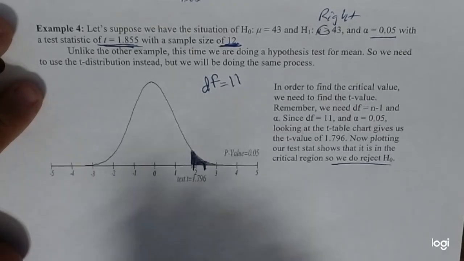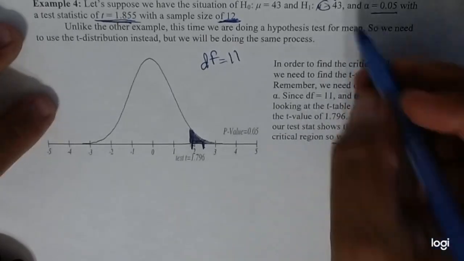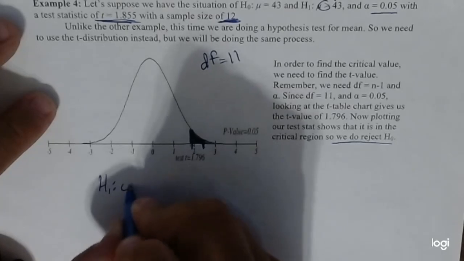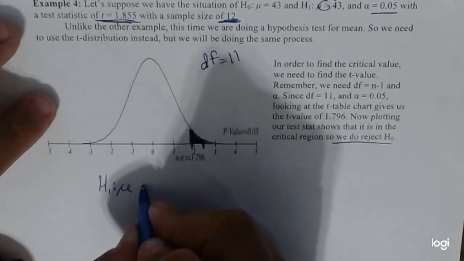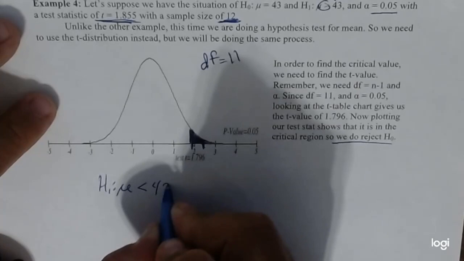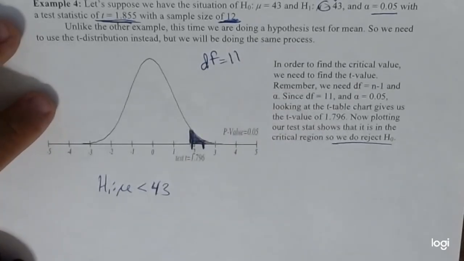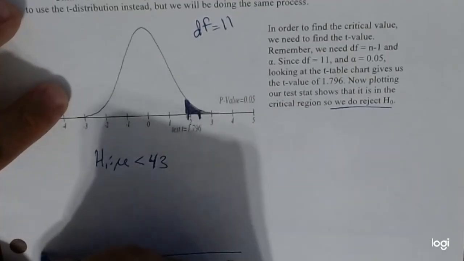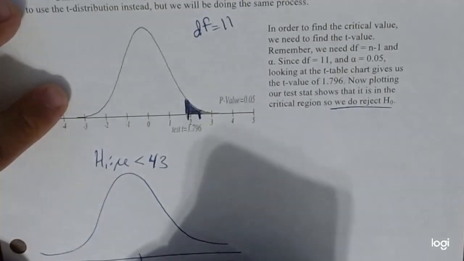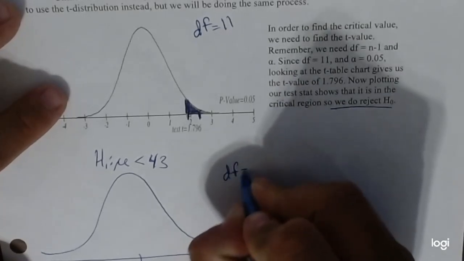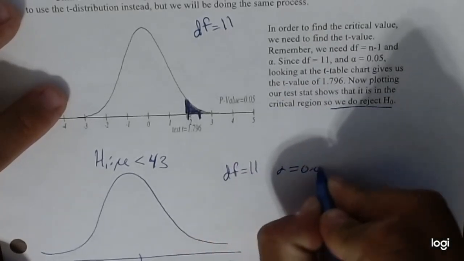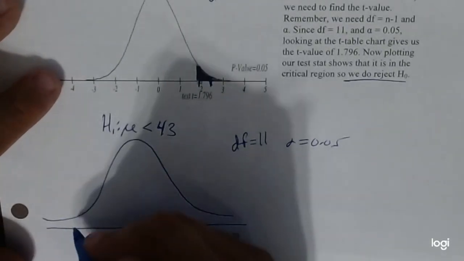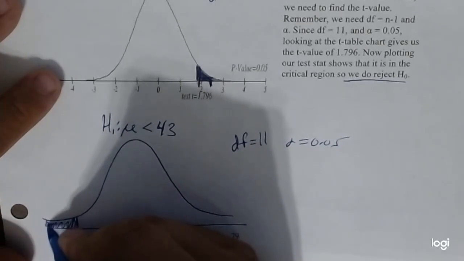Okay. Now, here's a fun fact. Let me give you a different scenario. Let's suppose I swap this, and the alternative hypothesis was mu is less than 43, with the same alpha. We're going to do the same thing. The degrees of freedom is still going to be 11. Alpha is still 0.05. But remember, since it's a left tail test, we're shading the left-hand side of the tail.